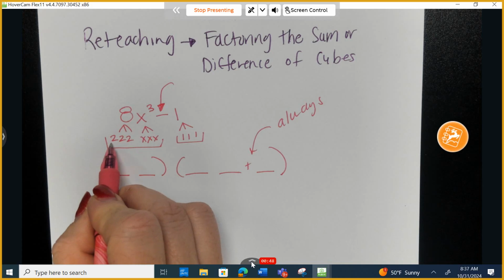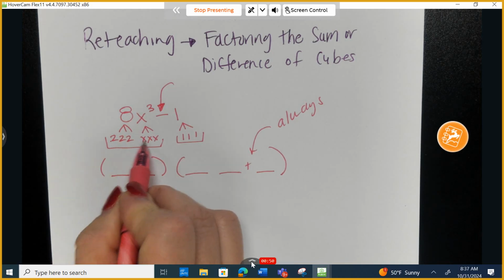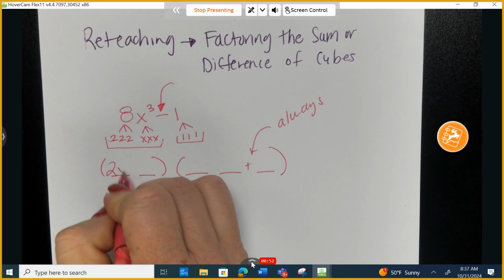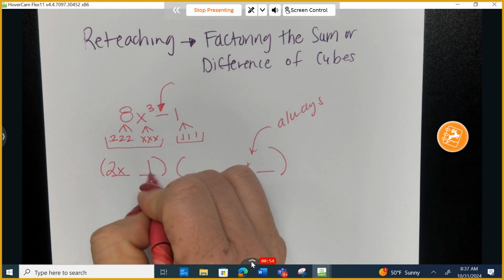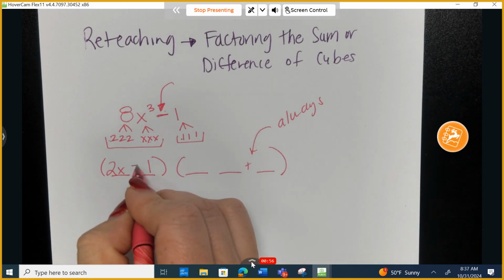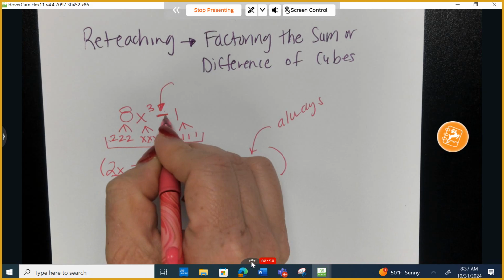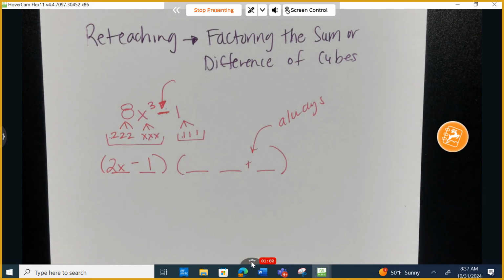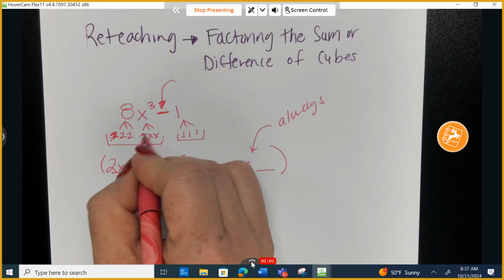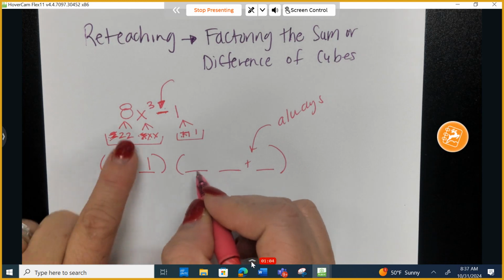The front, I take 1 unit or 1 term from each. So I have 2 and an x, and I place them in front. The 1 comes from the back, it goes in back, and I drop in the symbol, in this case subtraction, that was in between the 2 terms. Now I've used a 2 and an x and a 1. Let's move on. I have 2 2's left.